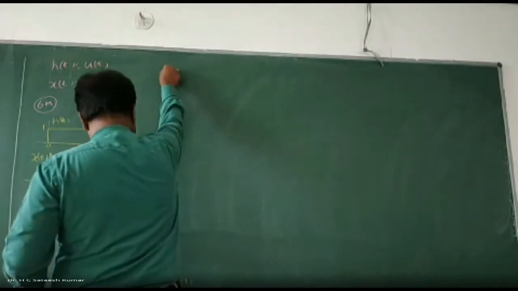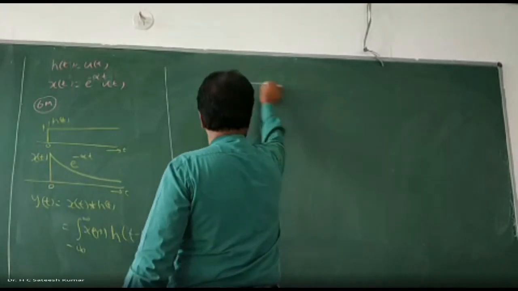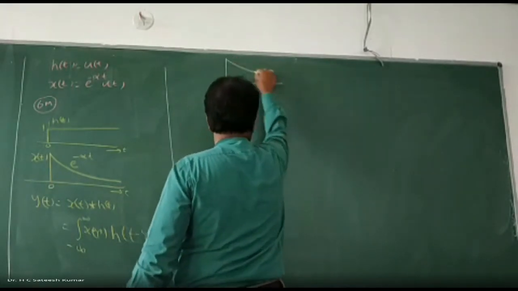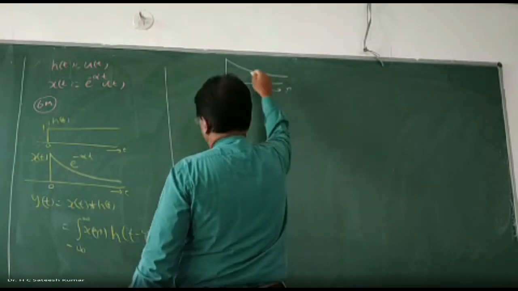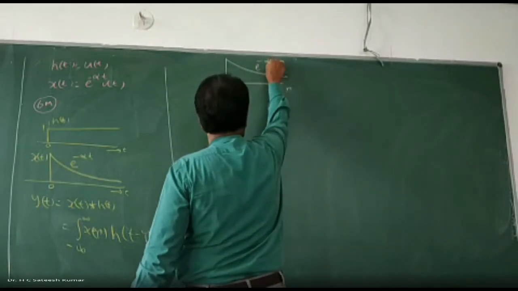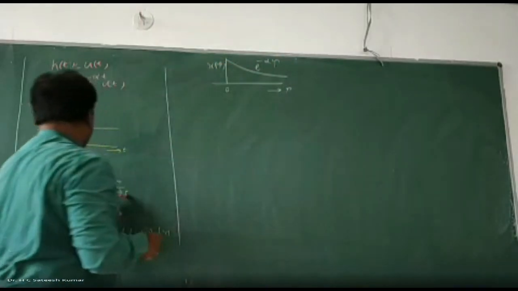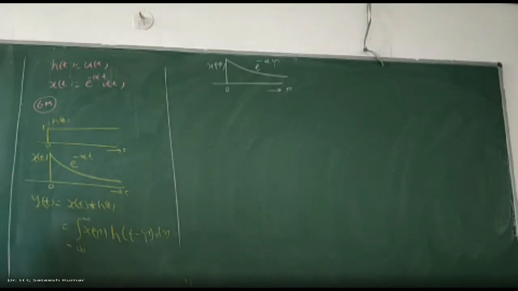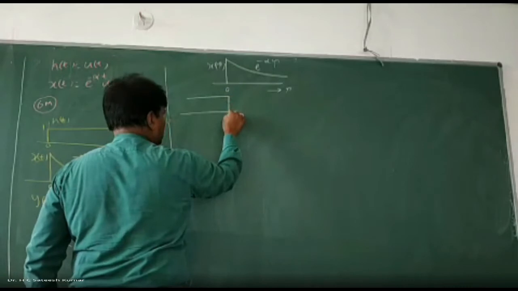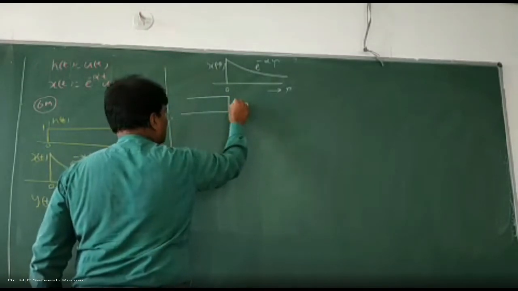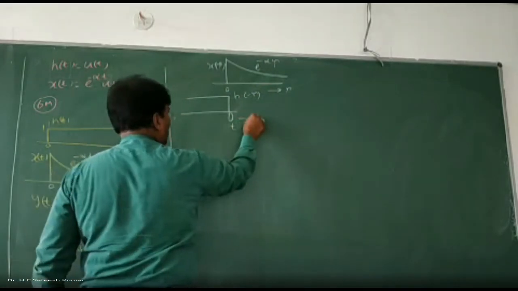Okay, right. x of tau. x of tau is from where to where? Minus infinity to plus infinity. Sorry, 0 to infinity. x of tau is e to the power of minus alpha tau. Wherever t is there, replace it by tau, we get x of tau. h of minus tau is the folded version. The 0th value will be taken as t on the tau axis.